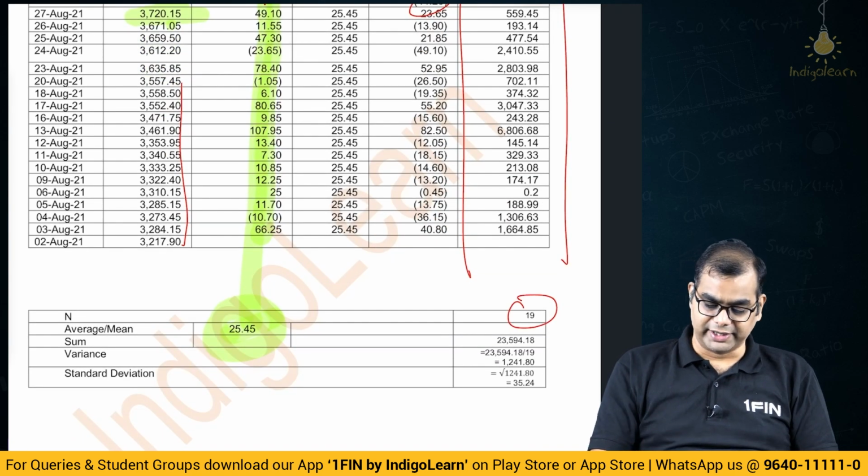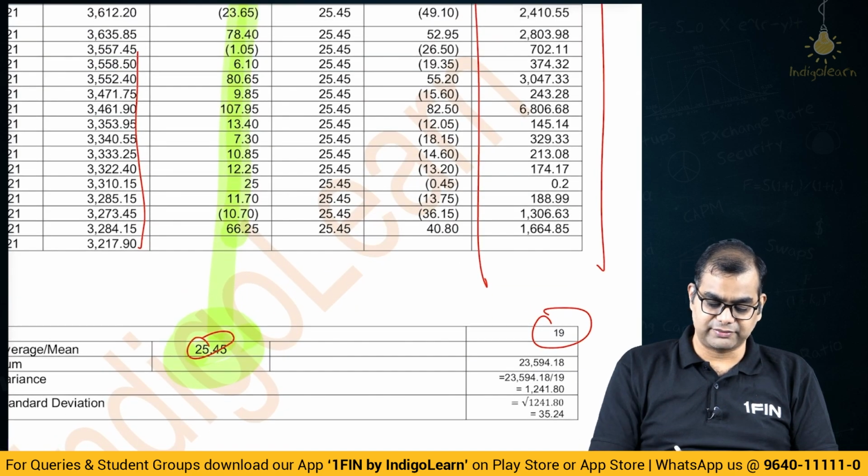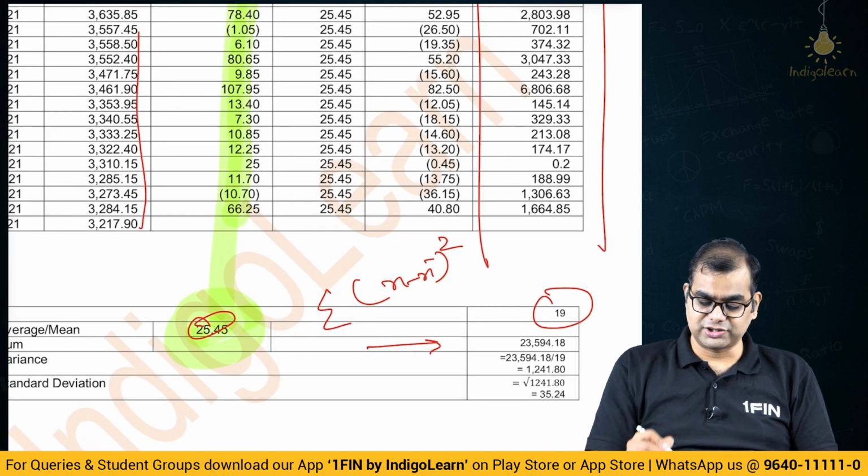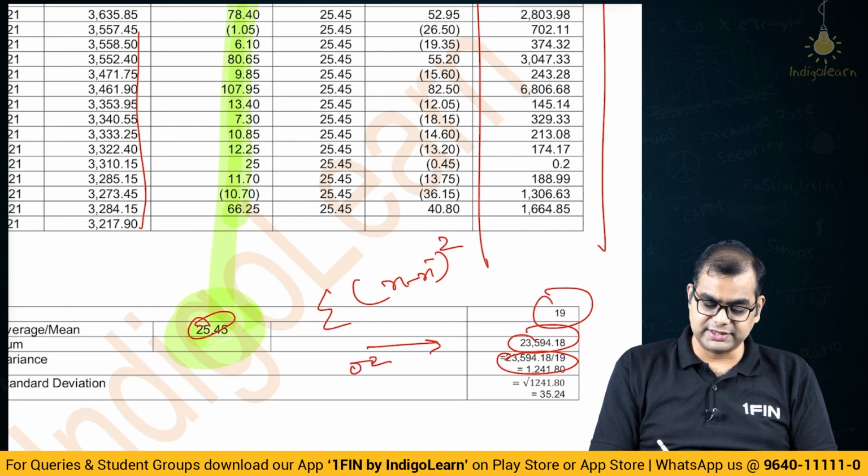There are 19 data points. You found out the average or mean as this. You found out the x minus x bar whole square. You did sigma x minus x bar whole square. You are doing all this for August, please note. Then you do sigma x minus x bar whole square by n, which is what you get as variance. Then you take the square root of variance, you get the standard deviation.